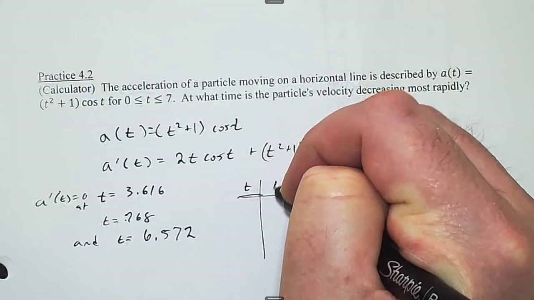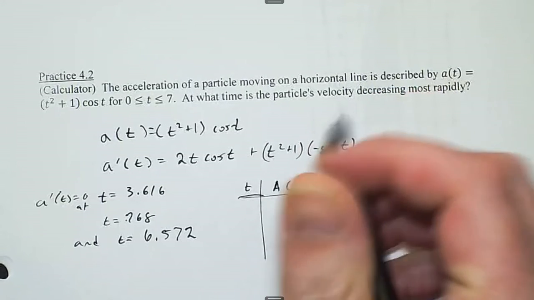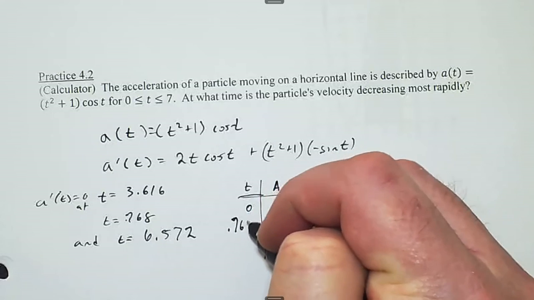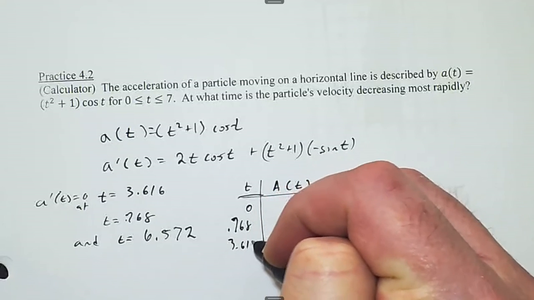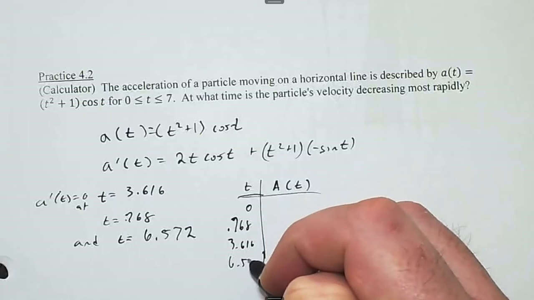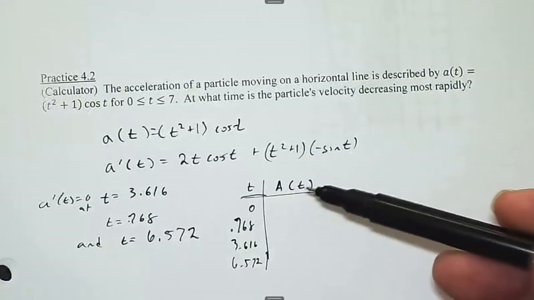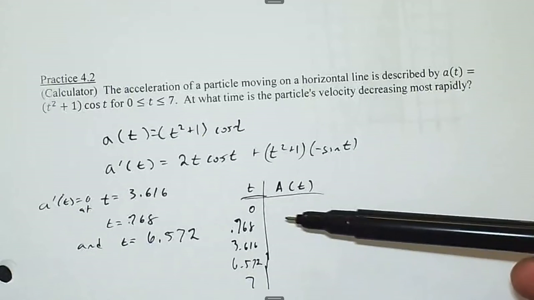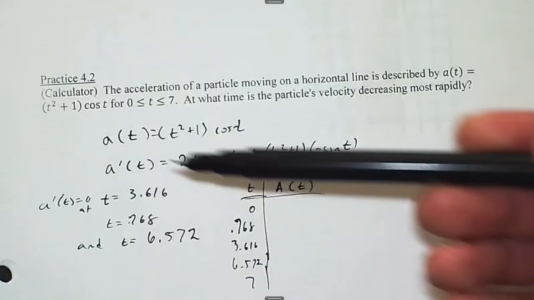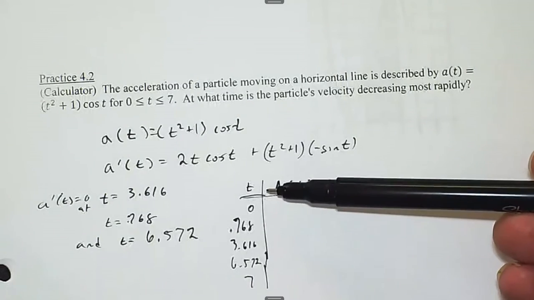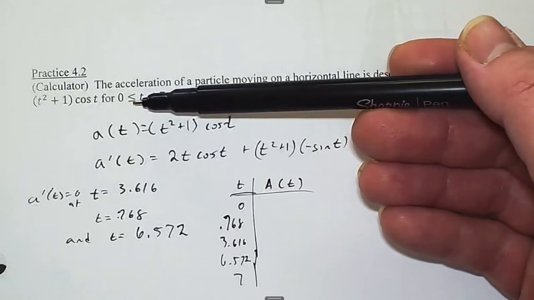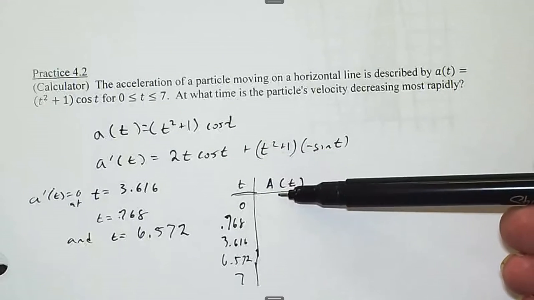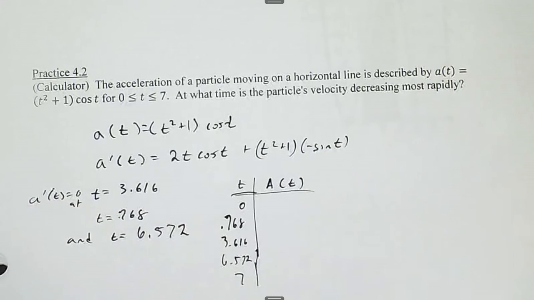T and a of t. 0, 0.768, 3.616, 6.572. So we found, oh, and 7. So we found all the critical numbers. That's when the derivative is equal to 0. Now we're doing a candidate test because we have a continuous function over a closed interval. And we evaluate the original function. We're trying to find the smallest negative value here.